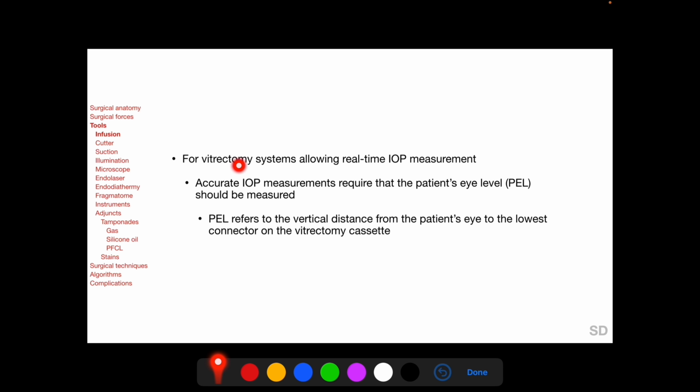And for vitrectomy systems allowing real-time IOP monitoring, accurate IOP measurements require that the patient's eye level should be measured and entered into the machine before beginning surgery.